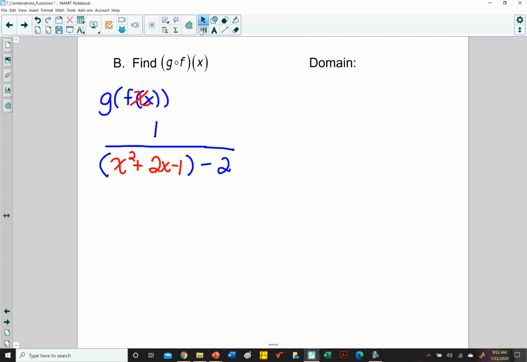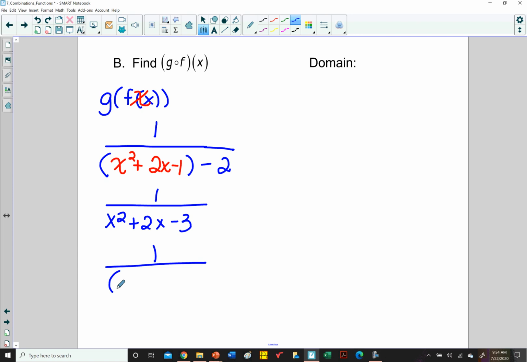So the domain, again, let's see. If you clean up this bottom, I believe that'll factor. So we'd have x squared plus 2x minus 3. And if you think about factoring the denominator, factors of -3 that add up to +2 would be x plus 3 times x minus 1. And here's where we need to restrict this. So we can't have division by 0 in our final function.